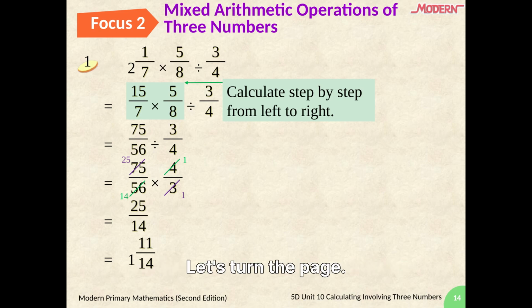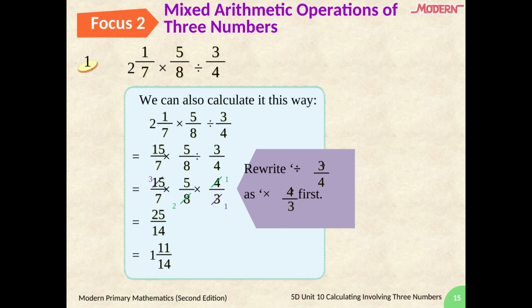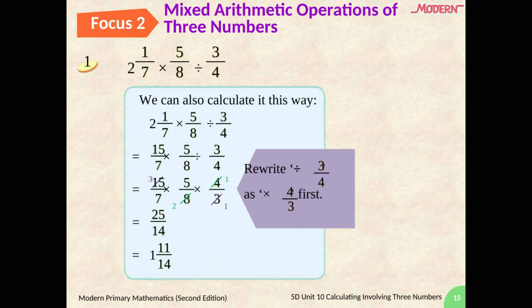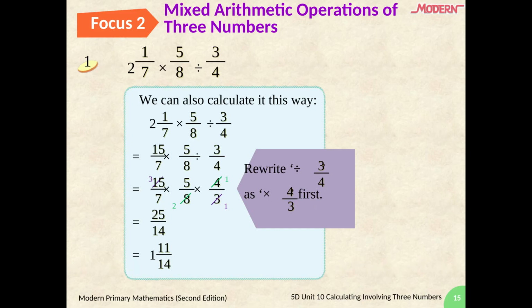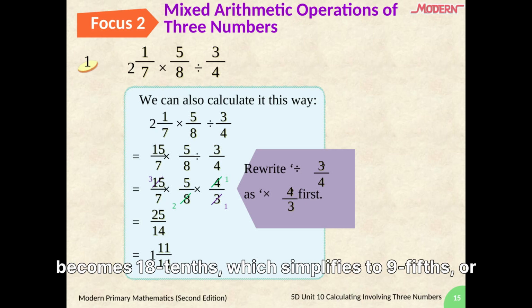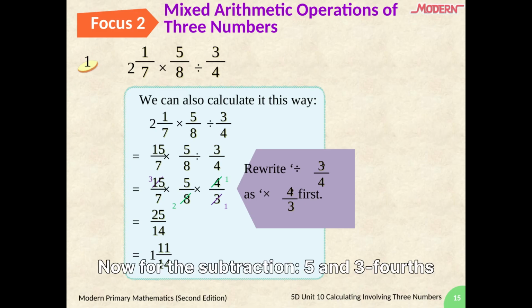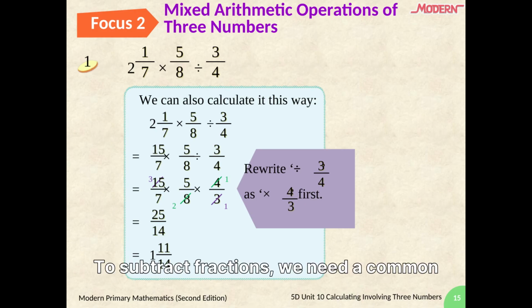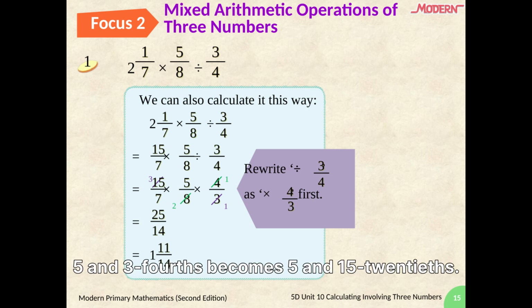Let's turn the page. Finally, let's walk through the solution on page 31. We start with 5 3/4 minus 3/10 times 6. First, calculate the multiplication. 3/10 times 6 becomes 18/10, which simplifies to 9/5 or 1 4/5. Now for the subtraction, 5 3/4 minus 1 4/5. To subtract fractions, we need a common denominator. 20 is perfect for 4 and 5.